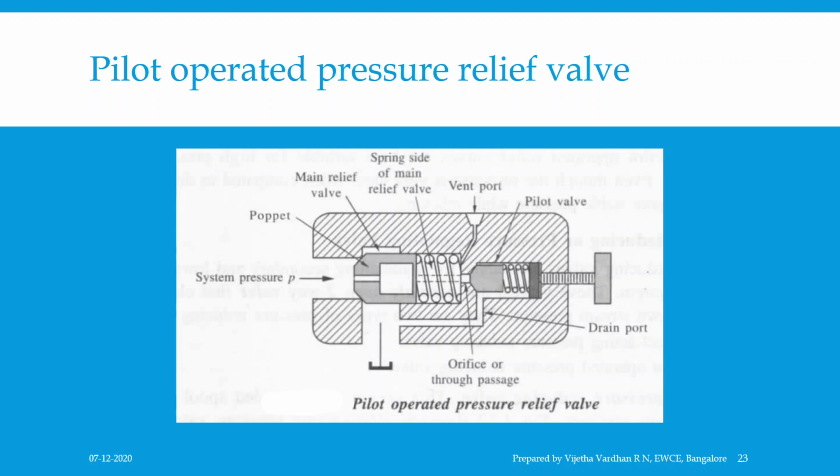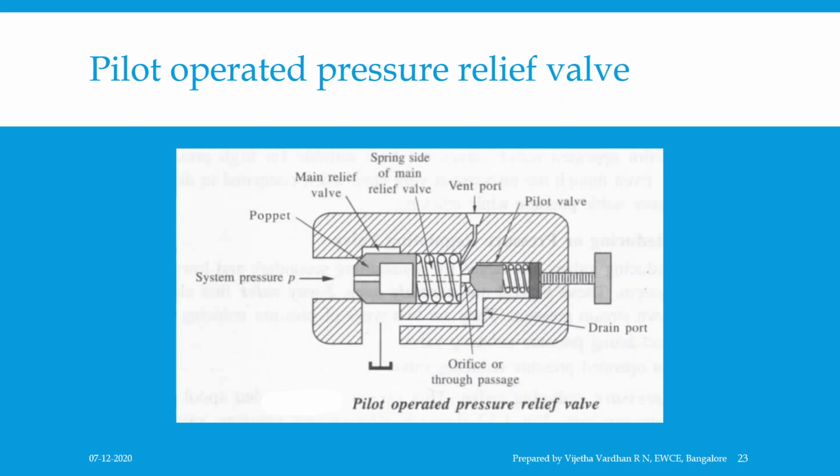One of the major disadvantages of the direct acting pressure relief valve is that the difference between the cracking pressure and the full open pressure, that is the pressure override, is very high, and hence precise pressure control is not possible. This problem can be overcome by using a pilot operated pressure relief valve, which you can see in the figure.